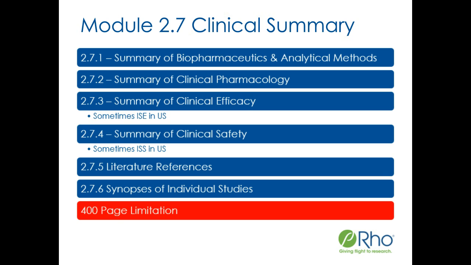But this entire 2.7 module is recommended to be less than 400 pages in the ICH guidance. And so rarely does the ISS and the ISE make it into this because of the sheer volume of those documents. But I encourage you to talk with your regulatory project manager at FDA, because we just submitted Module 2.7.3 that is probably 400 pages alone. So they do bend the rules sometimes with different divisions, but you've got to get clearance.